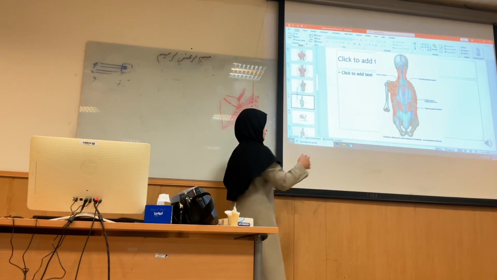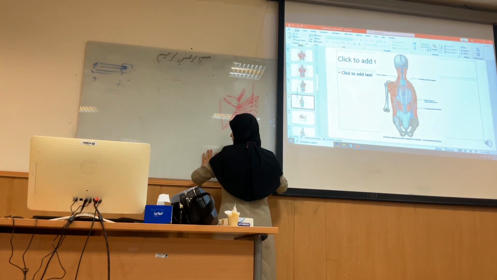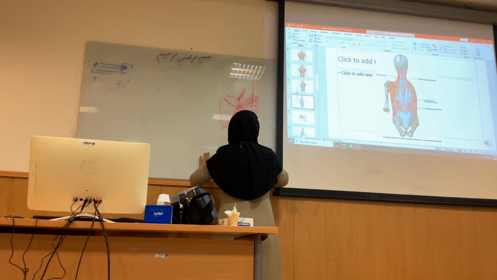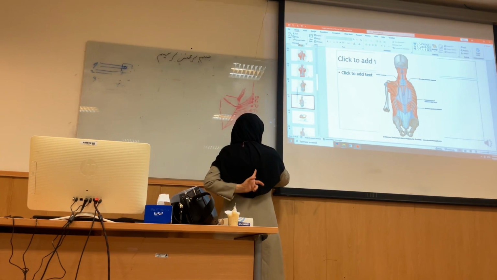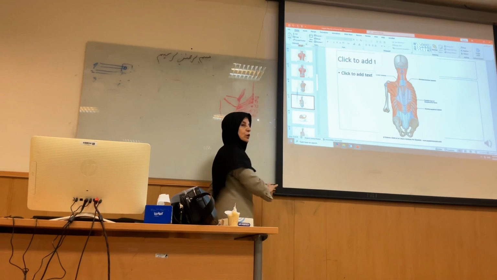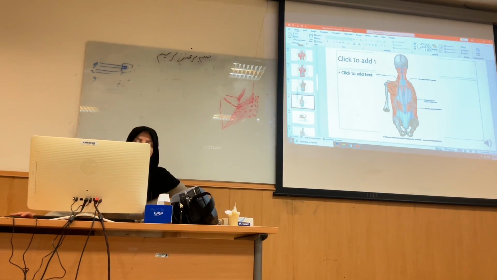For serratus anterior, if you put both hands on the wall, normally the medial border of the scapula should be like this. But if this muscle on each side gets paralyzed, the medial border of the scapula goes backward, like a butterfly. We call it scapula alata. We call it winging of scapula. I'm going to show you some pictures.